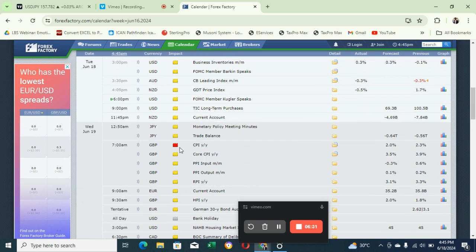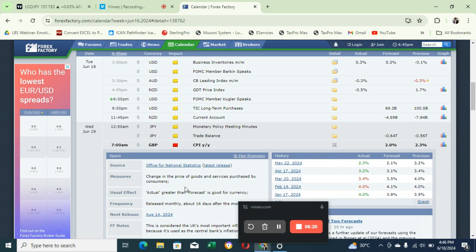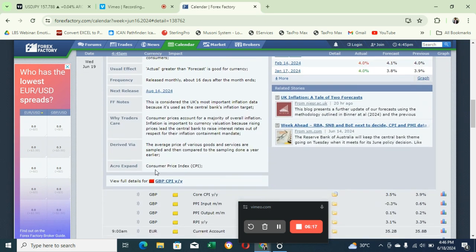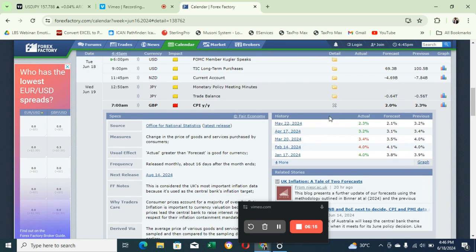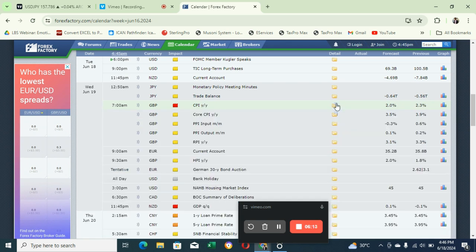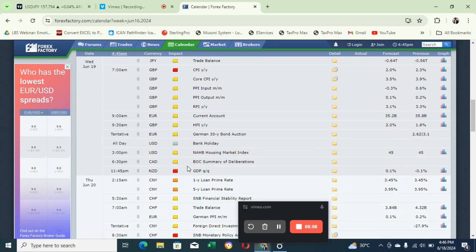On Wednesday we have another impact news by 7 a.m. tomorrow, which is the consumer price index news coming from GBP. So for any GBP currency pair around that time tomorrow, there may likely be a reaction. This is the forecast, this is the previous data that came up that time. So we are expecting what is going to come out tomorrow on this trade.